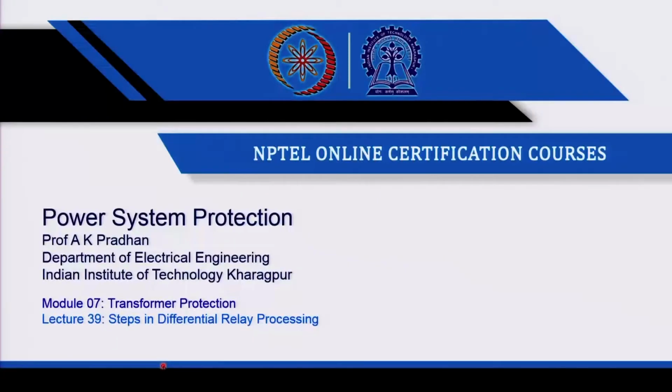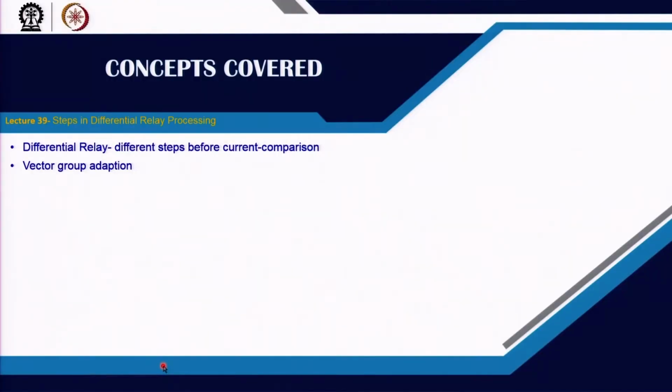Welcome to NPTEL course on power system protection. We are going with transformer protection, differential relaying principle. In today's lecture, we will discuss on different steps before the processing by the differential relaying.